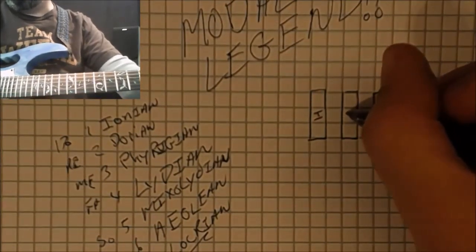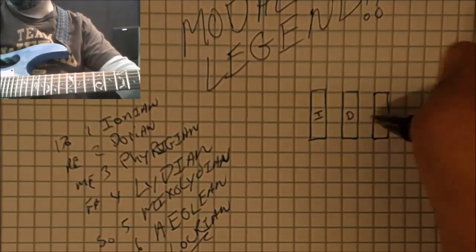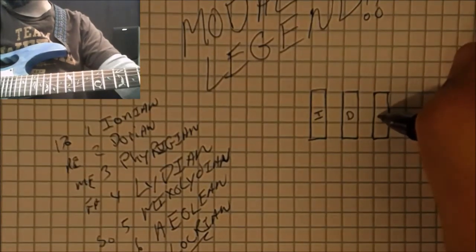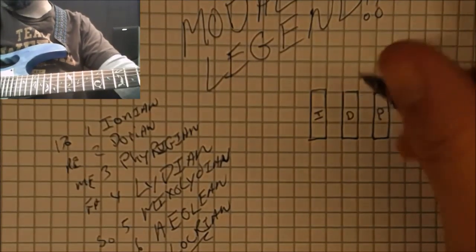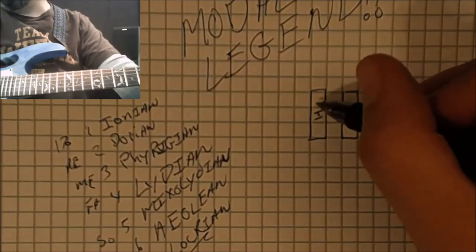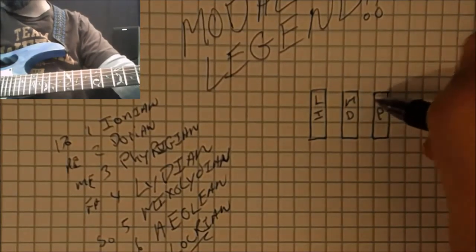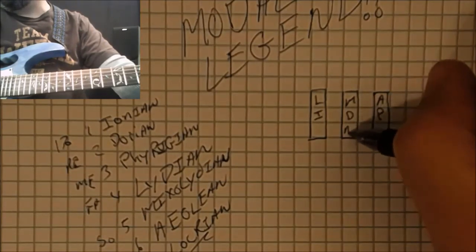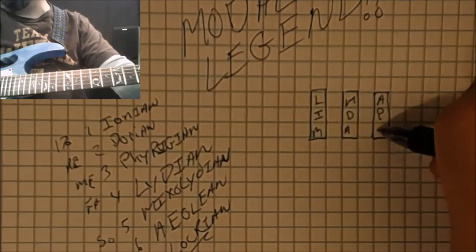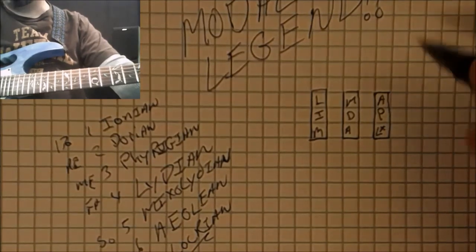And so it stands to reason that they follow just the same way the intervals went the other day. 1, 2, 3, 4. Lydian, Mixolydian, Aeolian, Mixolydian, and Locrian. So there is our modal legend.